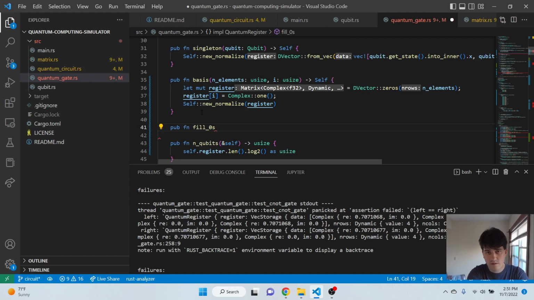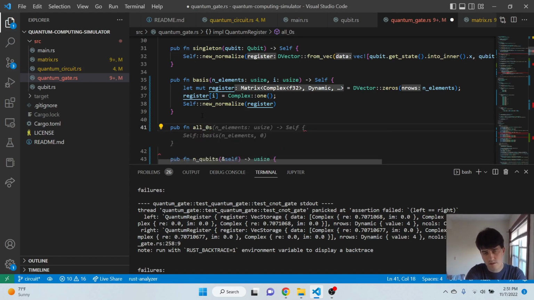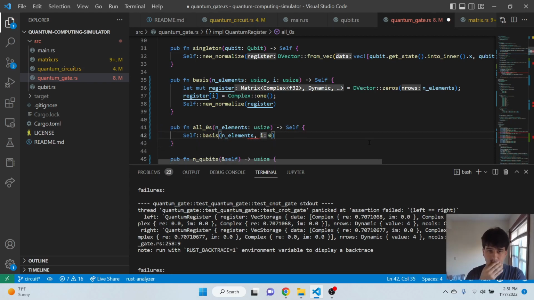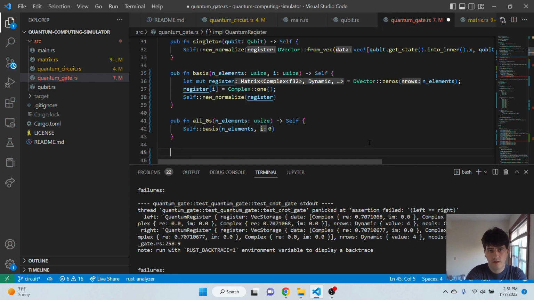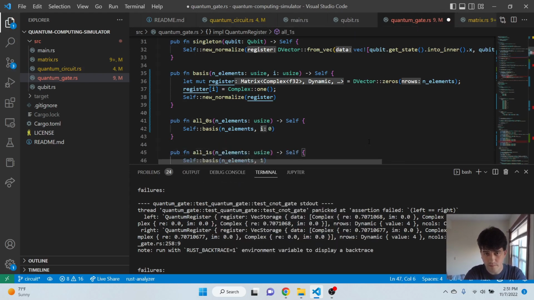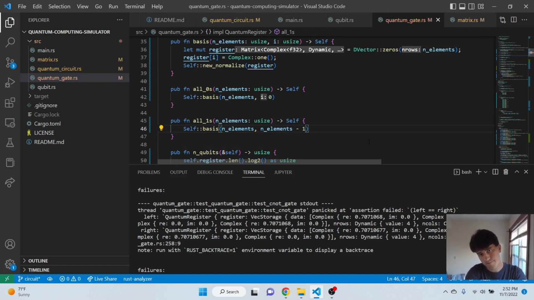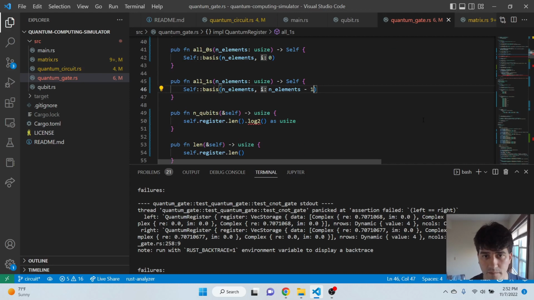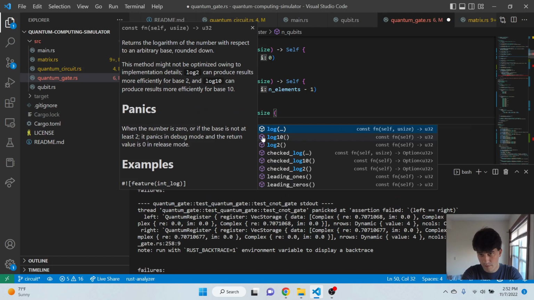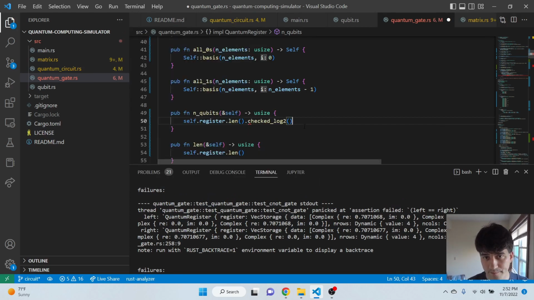Function fill zeros. Is that what I call all zeros? All zeros. And elements, spaces is 0, good. And all ones. And this is going to be an elements minus 1. Okay. Log 2. Checked log 2 dot expect register size is not a power of 2.